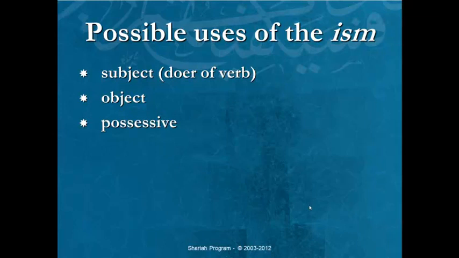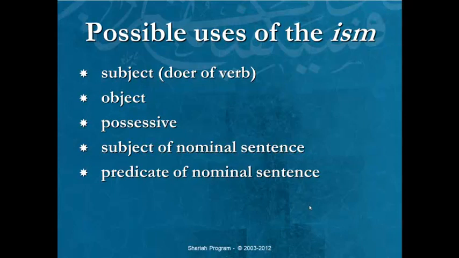Other than that, we have the Jumla Ismiya. Don't forget the Jumla Ismiya. The 2 halves of the Jumla Ismiya can be considered a possible usage number 4 and a possible usage number 5. So we have the subject of the nominal sentence is a 4th usage for the ism. The predicate of the nominal sentence is a 5th usage for the ism. It's other than the initial 3.